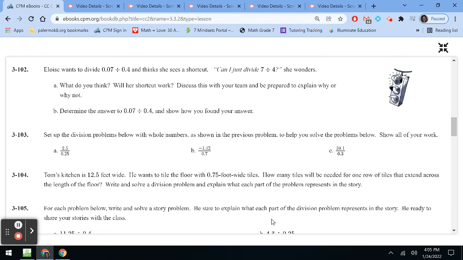So 3-102, it says Eloise wants to divide 0 and 7 hundredths by 0 and 4 tenths. She thinks she sees a shortcut. Can I just divide 7 by 4? She wonders. What do you think? Will her shortcut work? Discuss this with your team and be prepared to explain why or why not.